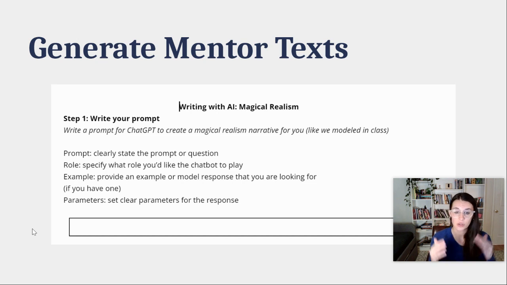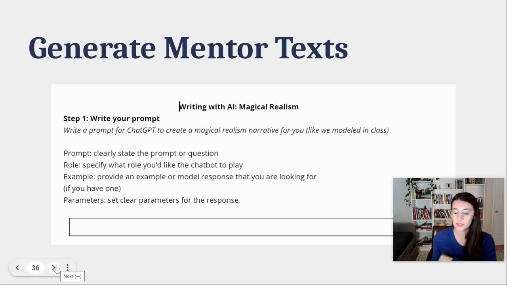Then I ask my students to write a prompt in that style. The example you see up here is a magical realism narrative. So we're talking about what's included in a narrative, but also what's included in the genre of magical realism. And I teach my students how to specifically write a prompt. They put it in this Google Doc.